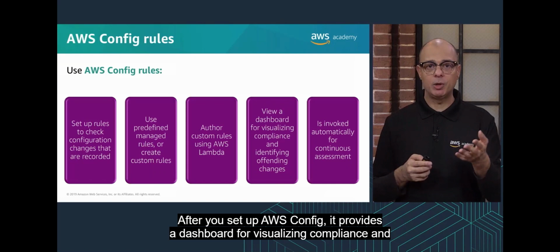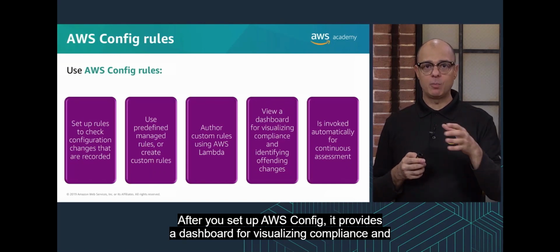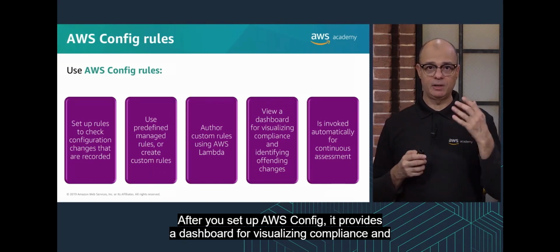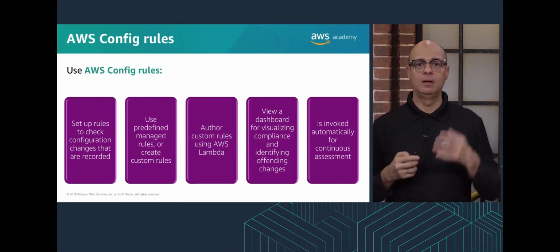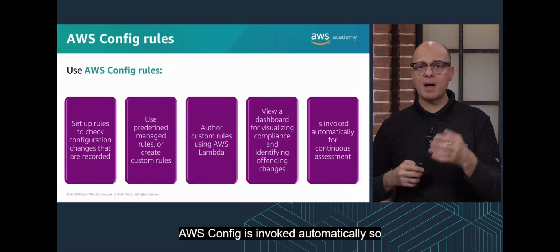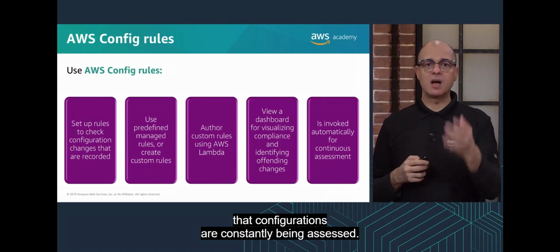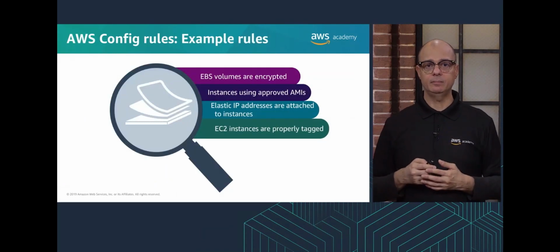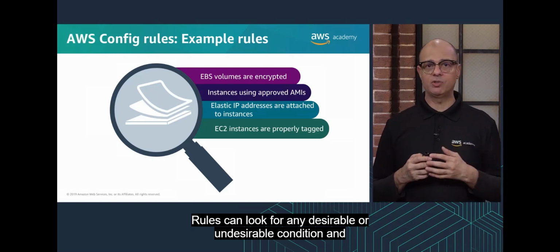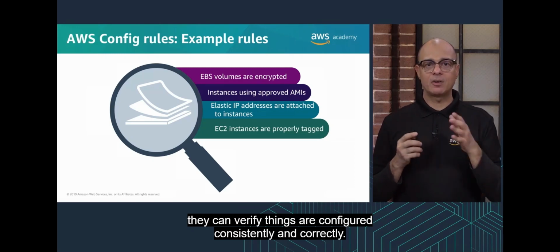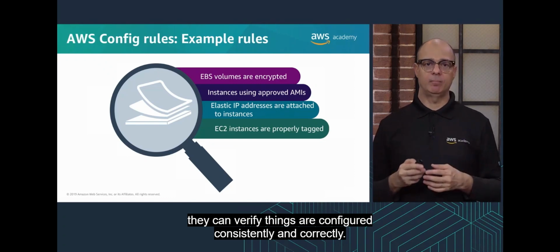After you set up AWS Config, it provides a dashboard for visualizing compliance and for identifying changes to your resources that might be of concern. AWS Config is invoked automatically so that configurations are constantly being assessed. Rules can look for any desirable or undesirable condition, and they can verify things are configured consistently and correctly.